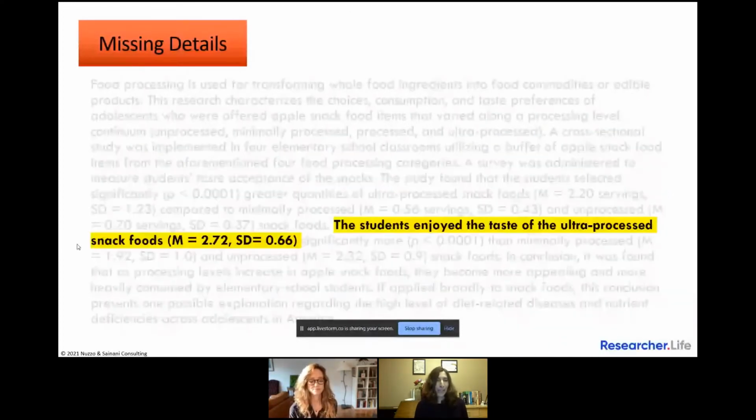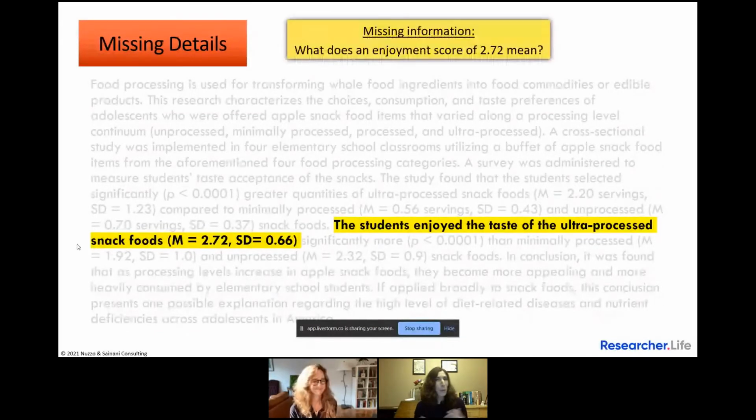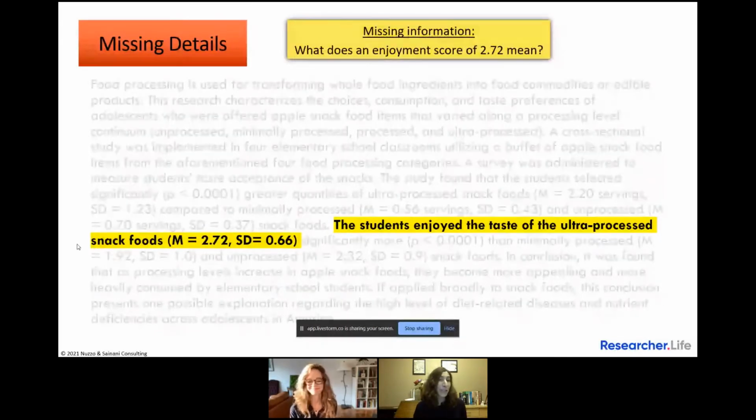All right, last one. You might have noticed when I was reading through the original, it says the students enjoyed the taste of the ultra-processed snack foods, mean of 2.72, and they never tell us what 2.72 means. They never told us the scale here. Did you notice that, Regina? This frustrates me. It's one of my pet peeves because 2.72 out of 3 is very different than 2.72 out of 100. Like, did they love it or did they hate it? You need the context here, and they left it out.